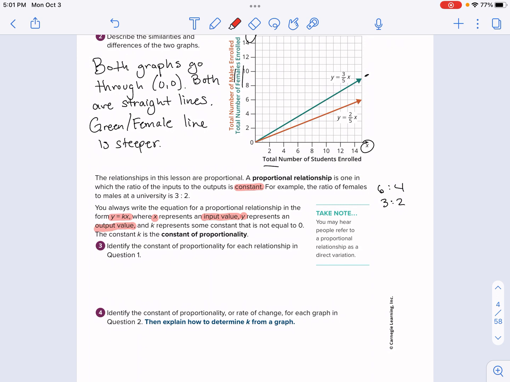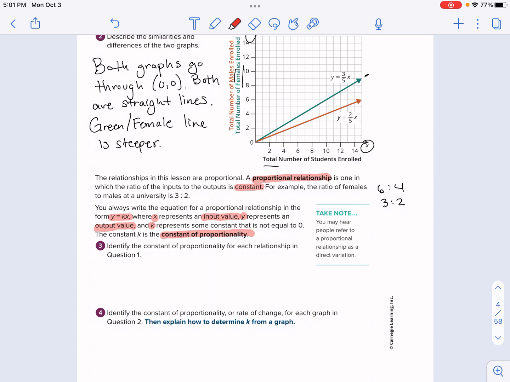And k represents some constant that is not equal to 0. And the constant k is the constant of proportionality. So let's highlight that. Let's also highlight proportional relationship. So constant of proportionality. Okay, and that is k.